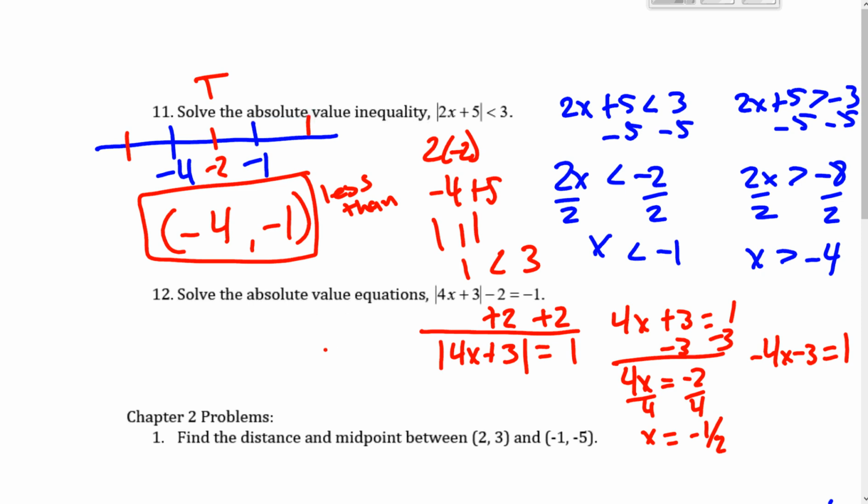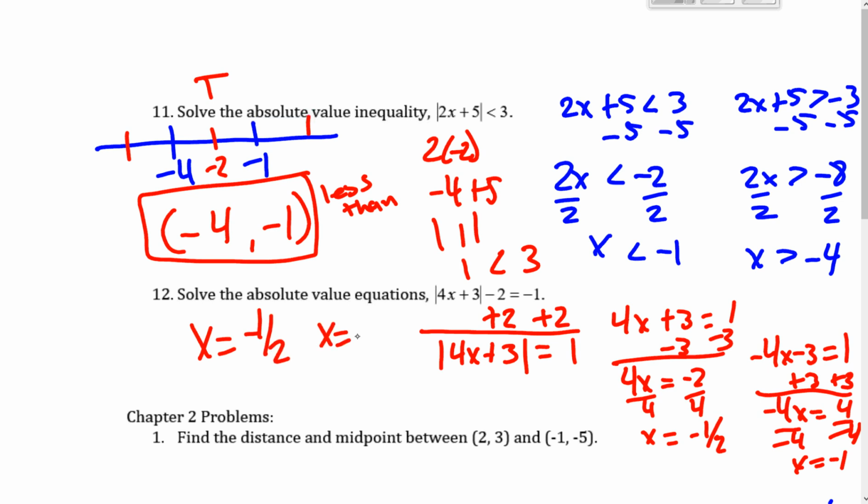Okay, then in this equation, we add 3, because I did the opposite of the absolute value. To get -4x equals 4, divided by -4, divided by -4. We get x is equal to -1. So test that out. -1 times 4 is -4. -4 plus 3 is -1. Absolute value of -1 is 1. 1 minus 2 is -1, so that's also true. So those are our answers. x equals -1/2. x equals -1.